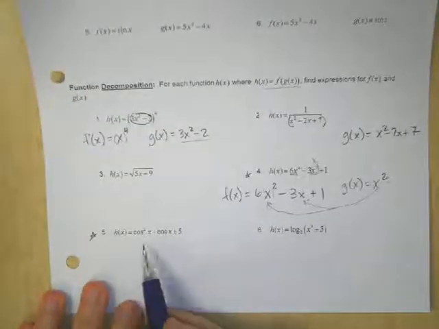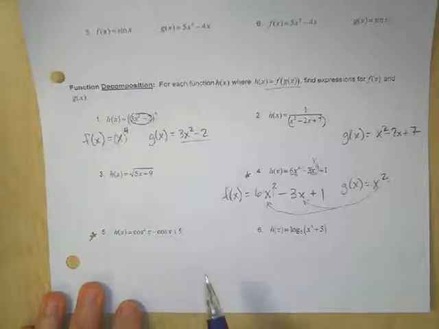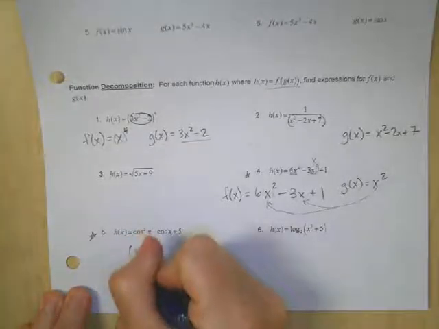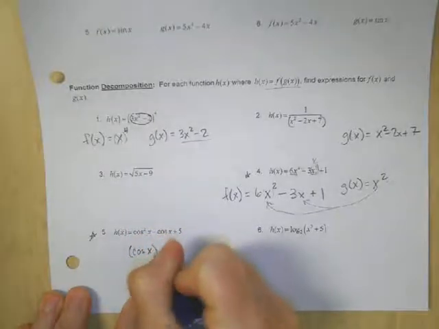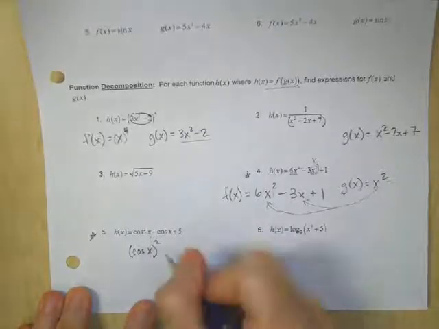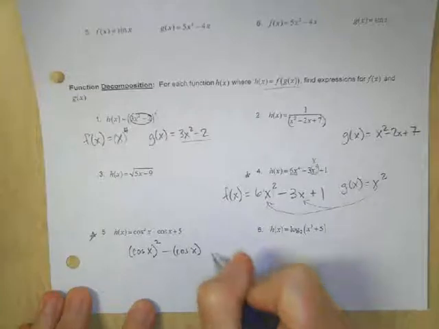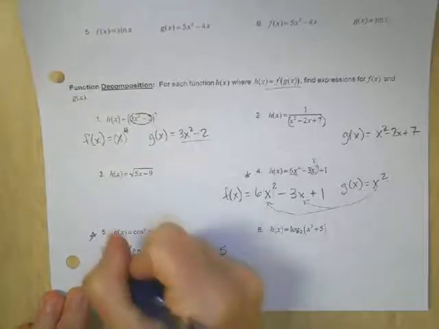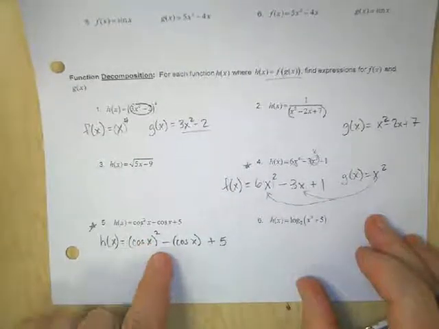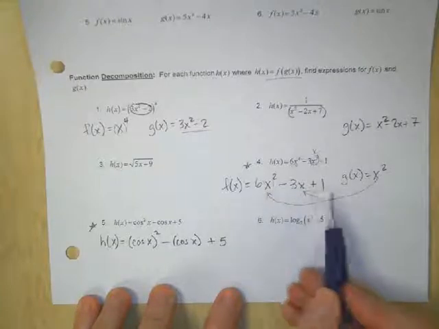Okay, this one helps if you know what cosine squared x means. When you see this notation, that means cosine of x, squared. So I have cosine of x, squared, minus, and I'm going to put this in parentheses, cosine of x, plus 5. I just rewrote it. This is still my h of x. Notice I have something squared minus something plus 5. Hey, that kind of looks like a trinomial, 3 pieces here.